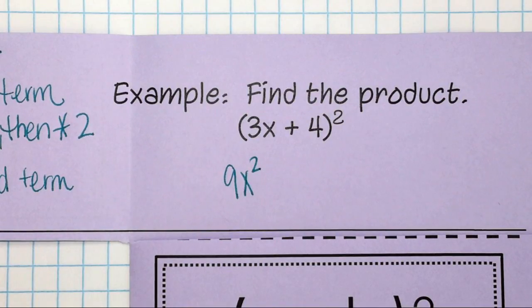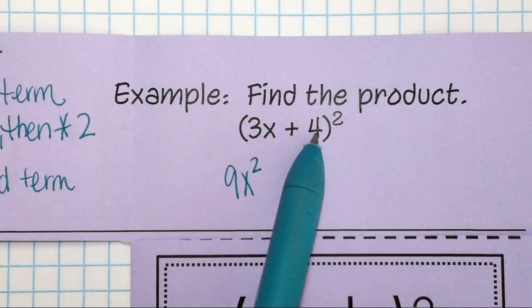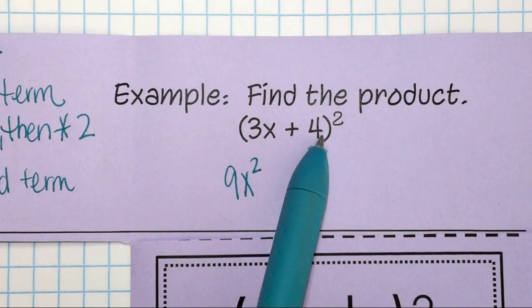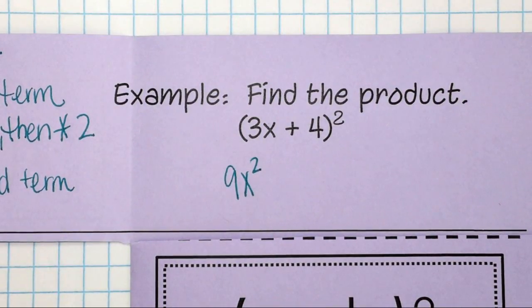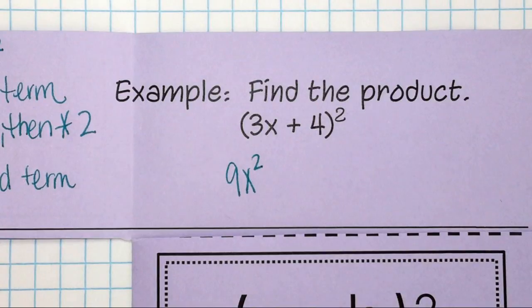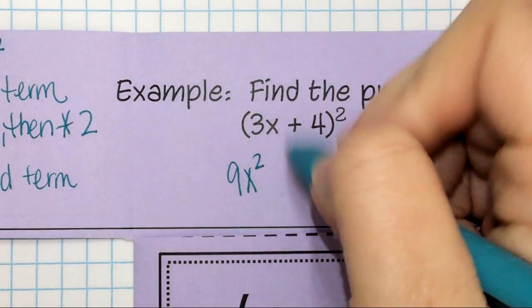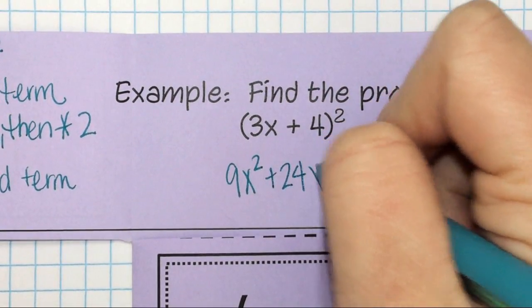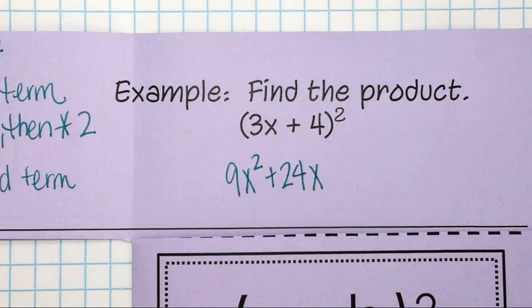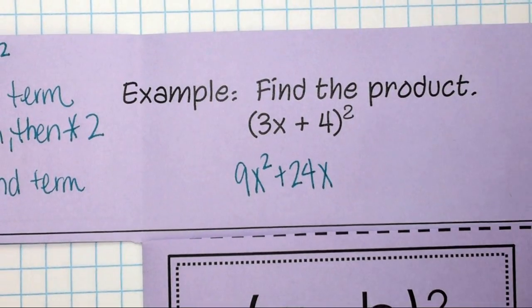Okay, the second step is 3x times 4, which is 16. I'm sorry, 3x times 4 is 12x. Times 2 is 24x. But Stephen, you were so confident on that 16. Hold up. What did you do?